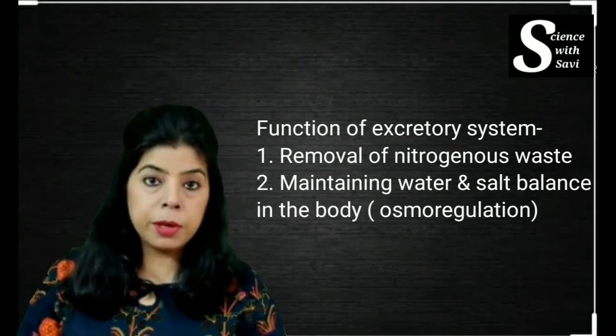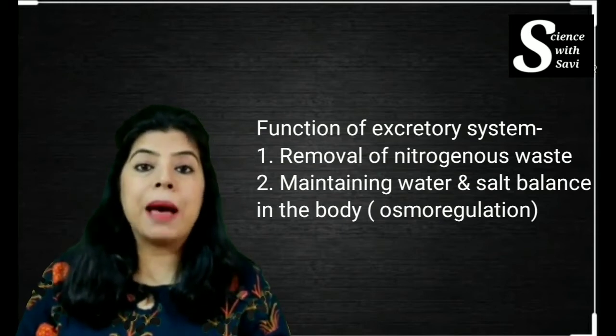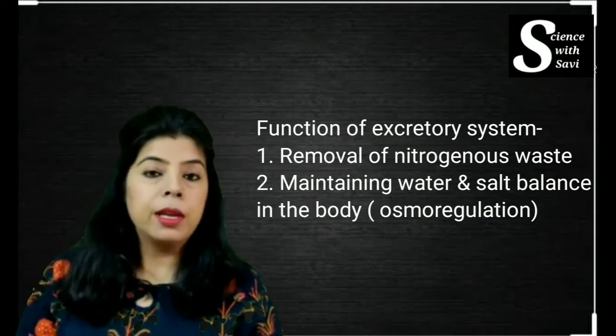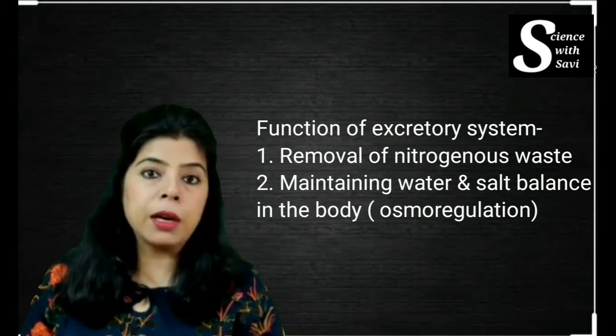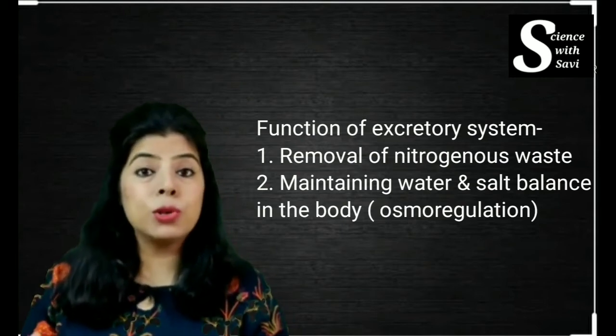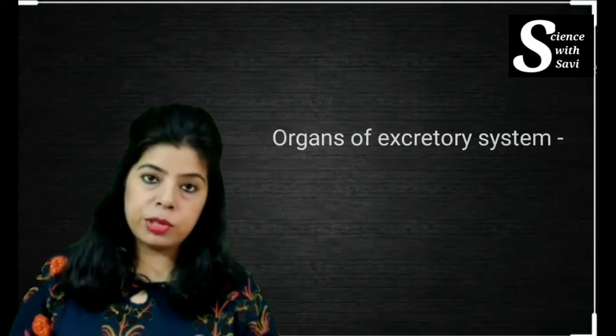There are two important functions. One is removing the nitrogenous waste out of the body because it is very toxic. And second, it also maintains the balance of water and salt in the body. That is also a very important function which is done by the kidneys, which are a part of the human excretory system. This is also known as osmoregulation. Now we will see the different organs involved in the human excretory system.